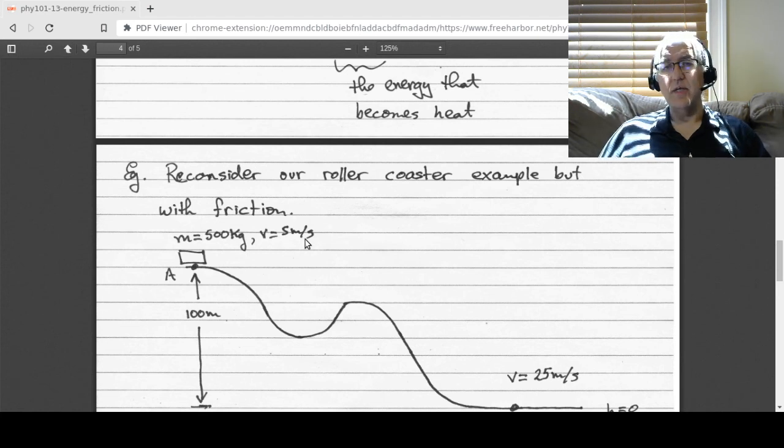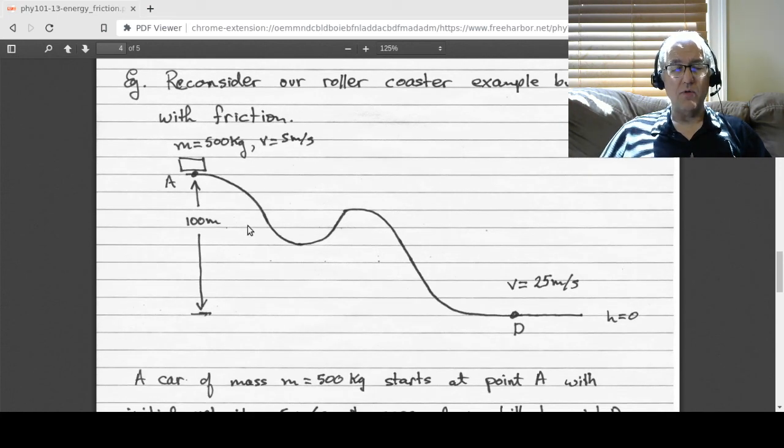So let's just reconsider the roller coaster example that we started with the very first time. In that example, we had a roller coaster car at the top, and I said that it had a mass of 500 kilograms, and it started off with a velocity of 5 meters per second, at the very top.